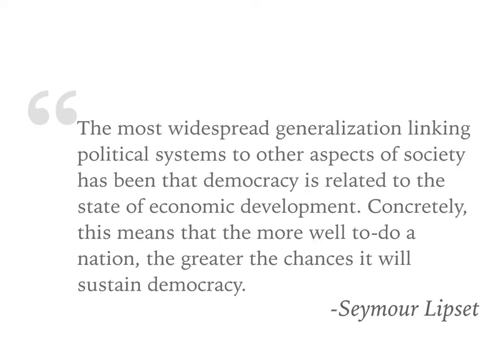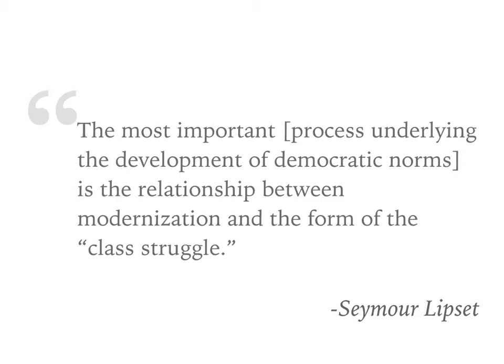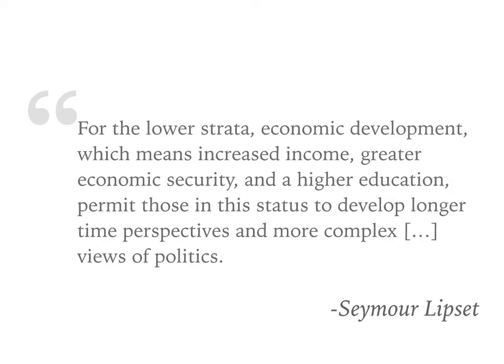The most widespread generalization linking political systems to other aspects of society has been that democracy is related to the state of economic development. Concretely, this means that the more well-to-do a nation, the greater the chances it will sustain democracy. Because the most important process underlying the development of democratic norms is the relationship between modernization and the form of class struggle. For the lower strata, economic development, which means increased income, greater economic security, and a higher education, permit those in this status to develop longer time perspectives and more complex views of politics.